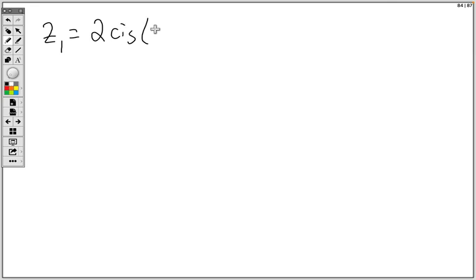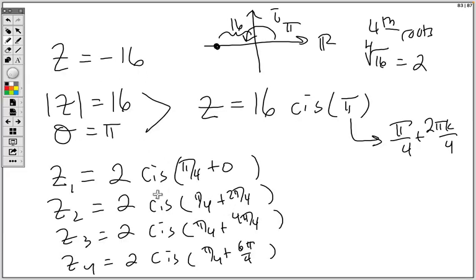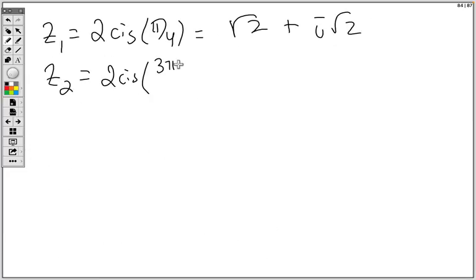So 2 cis pi over 4: 2 cosine of pi over 4, plus 2i sine pi over 4. Sine and cosine of pi over 4 is root 2 over 2. So I multiply by 2, I get root 2. So I get root 2 plus i square root of 2. z2 would be 2 cis 3 pi's over 4, which would be pretty much the same thing, except now I'm in quadrant 2, so the cosine would be negative.